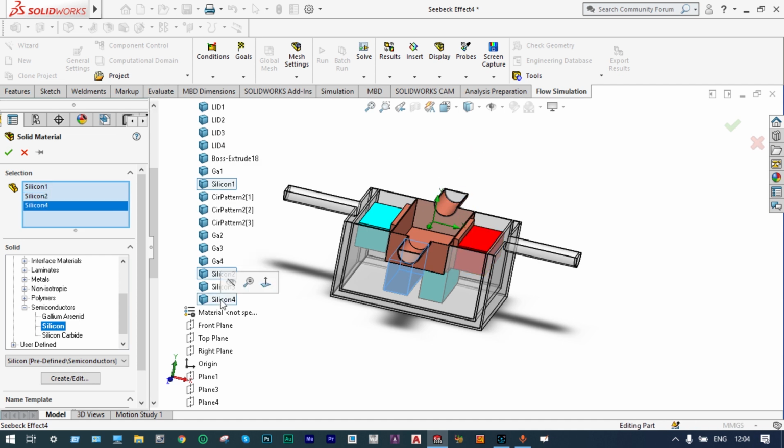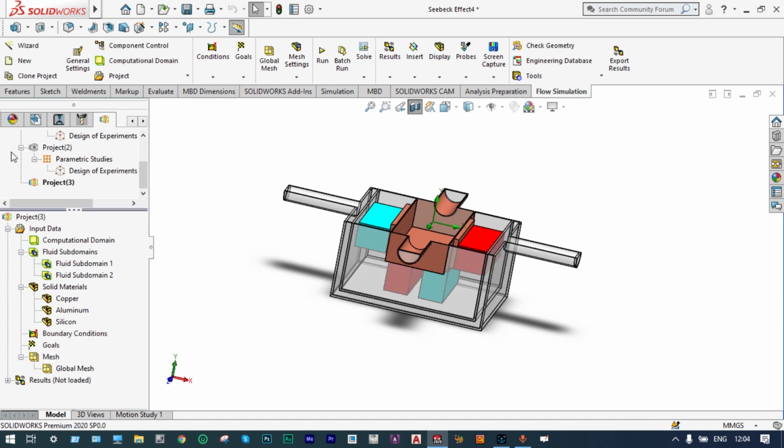So four different surfaces of silicon are selected. Silicon 1, silicon 2, silicon 3, and silicon 4. All 4 surfaces of silicon have been selected.